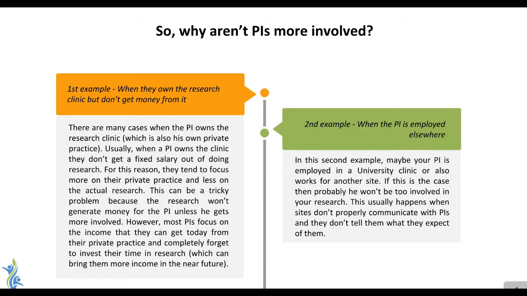The second example is when the PI is employed elsewhere and they don't own the research site. So they could be employed by a university clinic or work for another site. That might mean that they're spread too thin and they're not able to properly give the attention necessary for the trial.